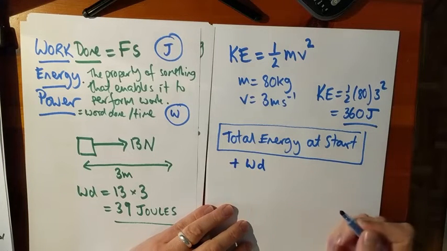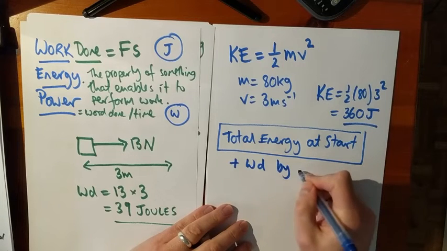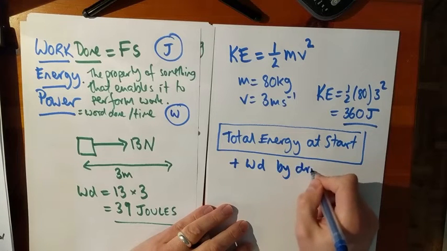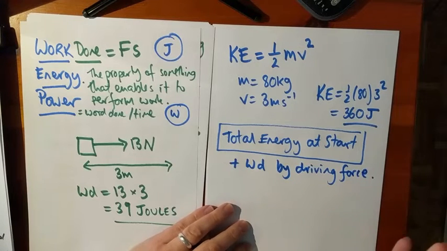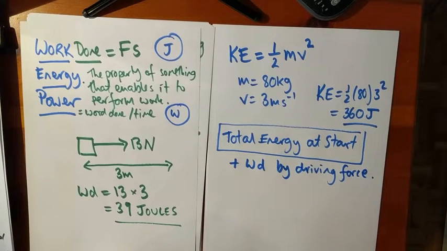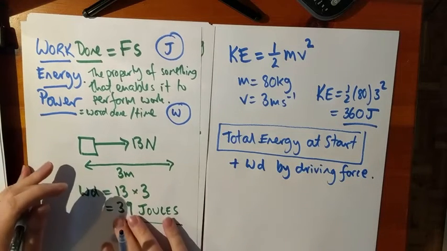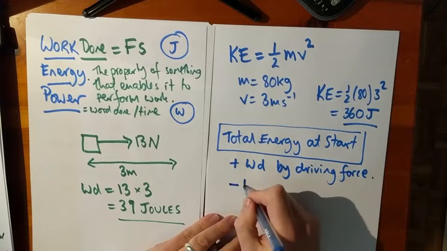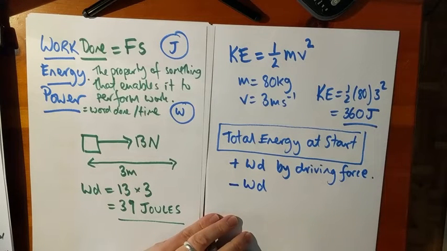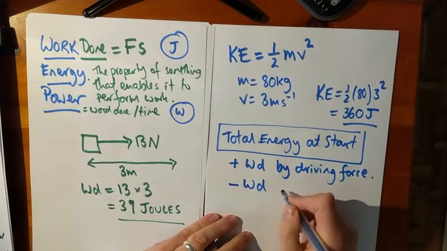I'm just going to do WD for work done by, let's say, driving force. And like I said, that could be the engine of a car, or it could be a person pushing. But as we do that, there's often resistance, there's often friction involved. So you could have the work done by the driving force, but then we take away the work done against the direction of motion. That's the work done by resistance.